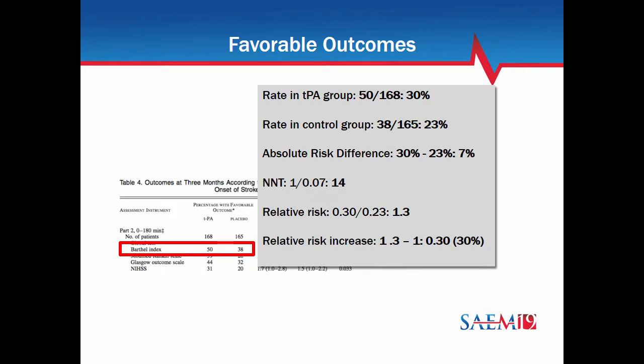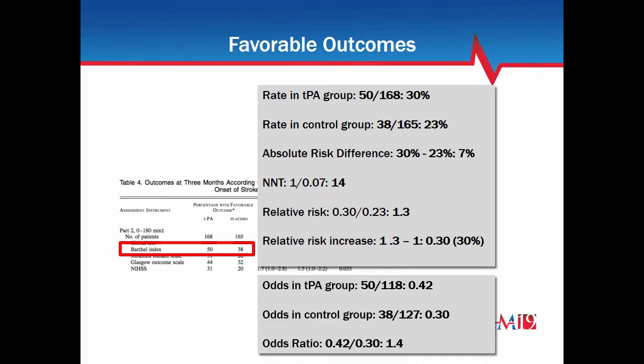Let's do another example. Oh, by the way, if you want to do odds, it will be the number of patients with the favorable outcome divided by patients without the favorable outcome, right? Remember? So it will be 0.42 divided by 0.3, and your odds ratio will be 1.4, which is very similar to your relative risk because the prevalence is not very high.